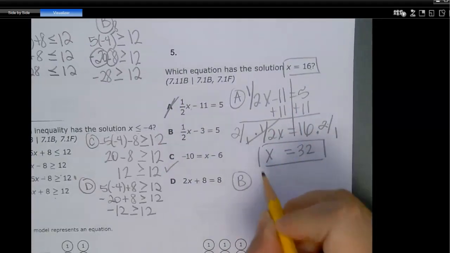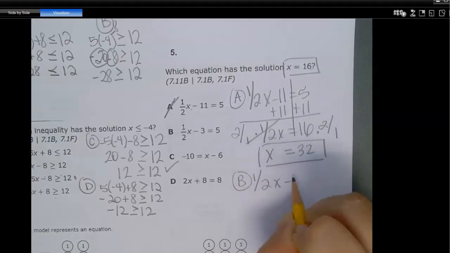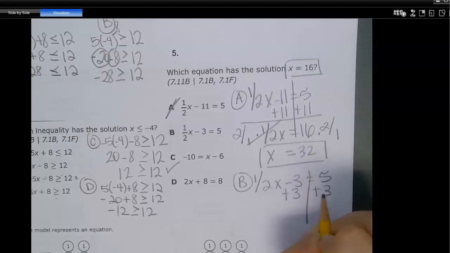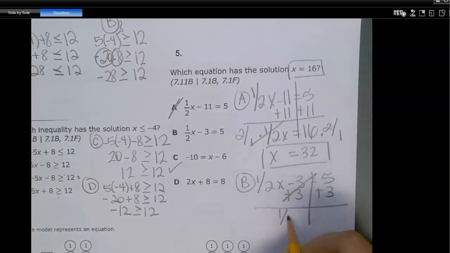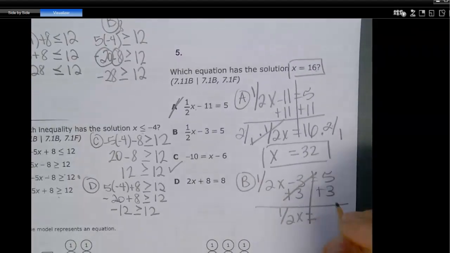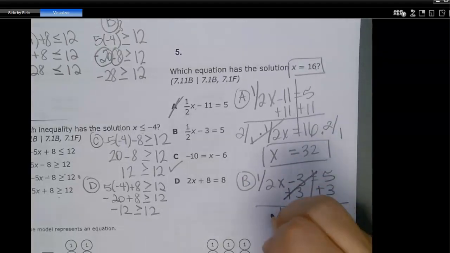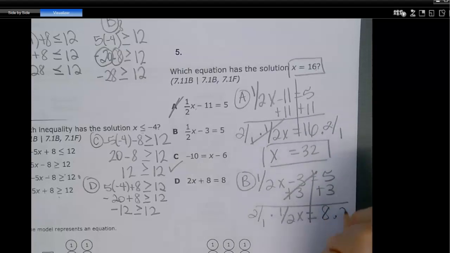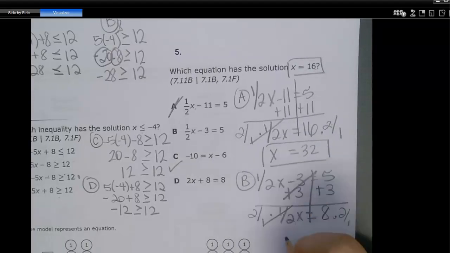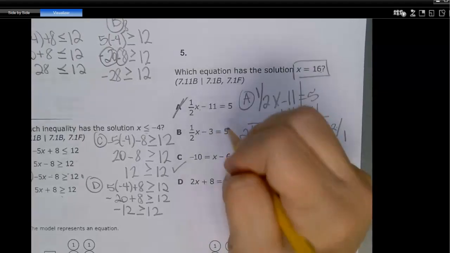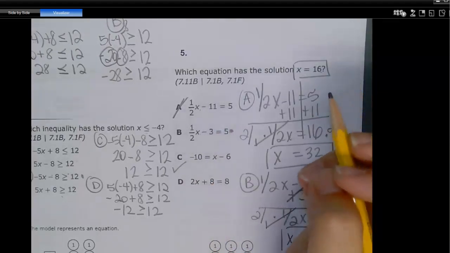Then B, we have 1/2 of x minus 3 is equal to 5. Add 3 to both sides. 1/2 of x is equal to 8. And remember, I'm dividing by 1/2, so I'm really multiplying by the reciprocal, which is 2/1. And that gives me x by itself. 8 times 2 is 16. So it's probably going to be B, but we're going to go ahead and solve the rest of them.